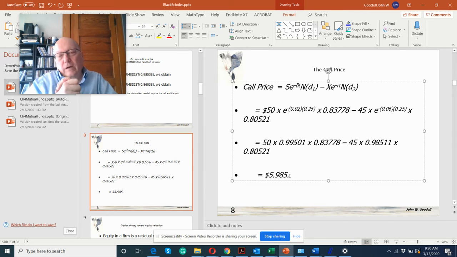It had to be more than 5. It is actually almost close to 6, so there's quite a hefty time value, maybe due to the large volatility of 25%. The volatility of the market's more like 20%, but I'm just kind of guessing here.